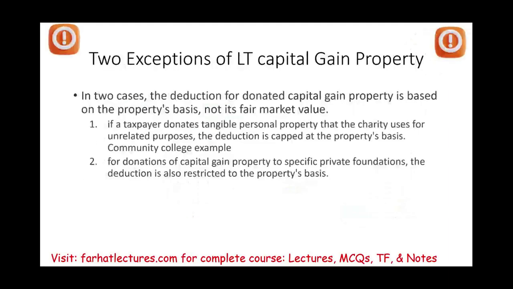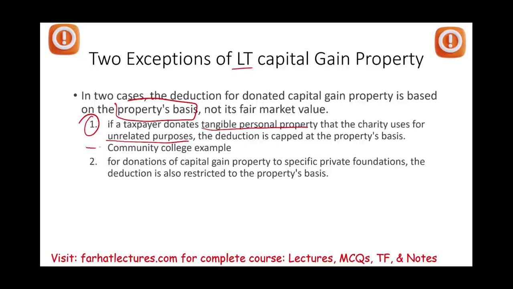That's fine. However, two exceptions exist when you contribute long-term capital gain property, where you cannot take the fair market value. In two cases, the deduction for donated capital gain property is based on the property basis, not the fair market value. The first exception: if the taxpayer donated tangible personal property and the charity uses it for an unrelated purpose, so it's personal property, not real property, and the charity used it for a purpose that's not for that charity's purpose. We'll work an example. Under those circumstances, the deduction is capped at the property basis, whatever that property basis is. You cannot take the fair market value.